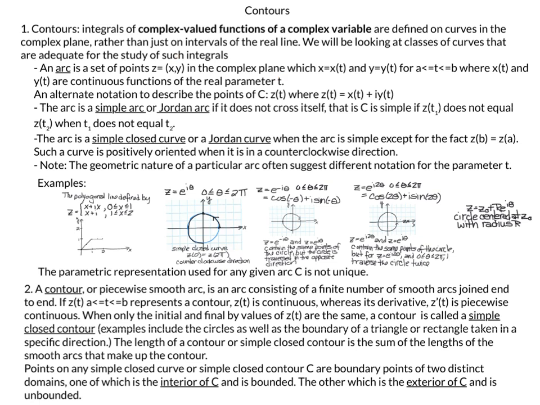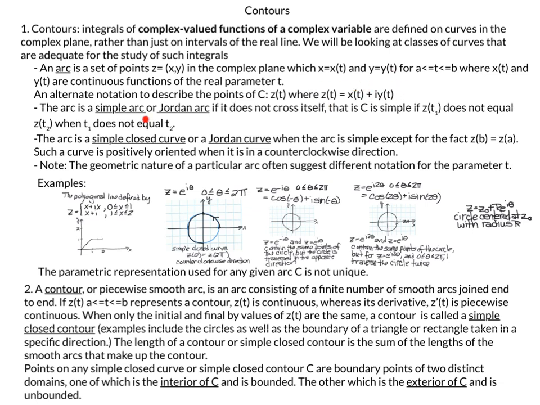And from that, as we let t go from some value a to b, we can see the curve that is traced out as time progresses from a to b. We have an alternative notion to describe the points of C, which is z of t equals x of t plus i y of t.